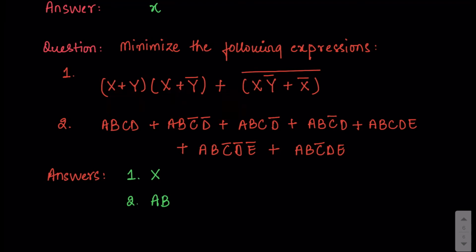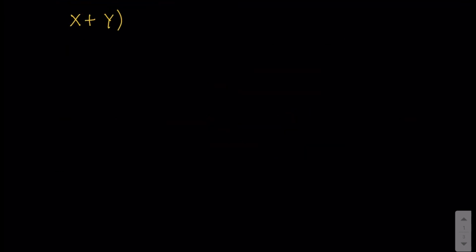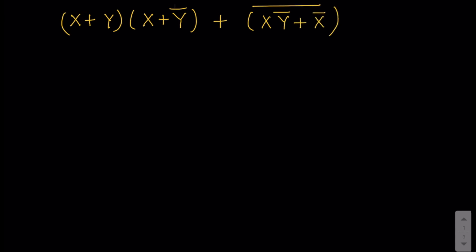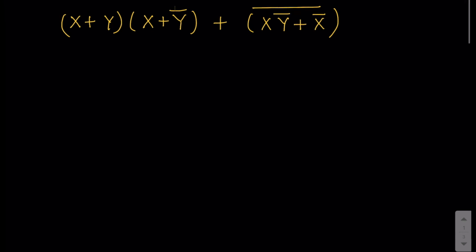Now we have the next question, which is we have to minimize the following expression, x plus y bar plus xy bar plus x bar whole bar. So let us start with this. Now at the first place we can see that we can apply the transposition theorem because this term is common. So this can be written as x plus y dot with y bar.